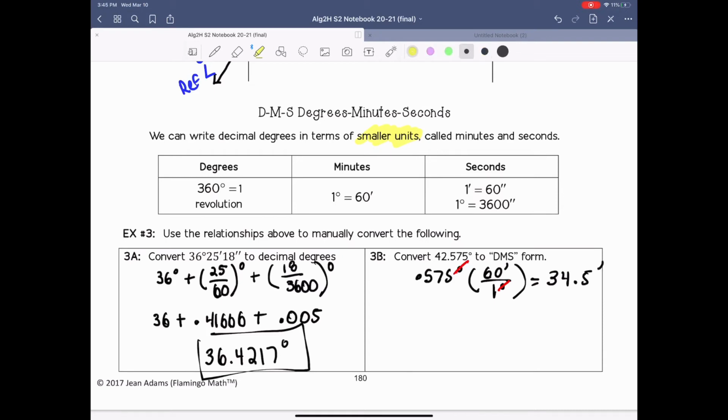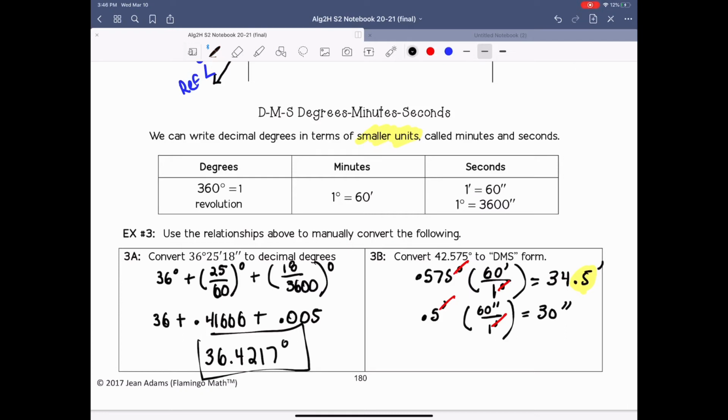Now, obviously, I don't like decimals because I'm writing this in degrees, minutes, seconds form. So this 0.5 is going to have to be converted even further down into seconds. If I take 0.5 minutes and I want to convert that into seconds, there are 60 seconds for every 1 minute. The reason I'm setting it up this way is because now my minutes will cancel, and 0.5 times 60 is going to give me 30.